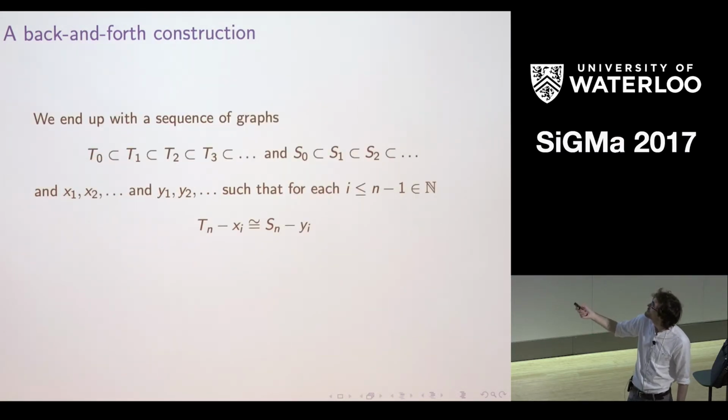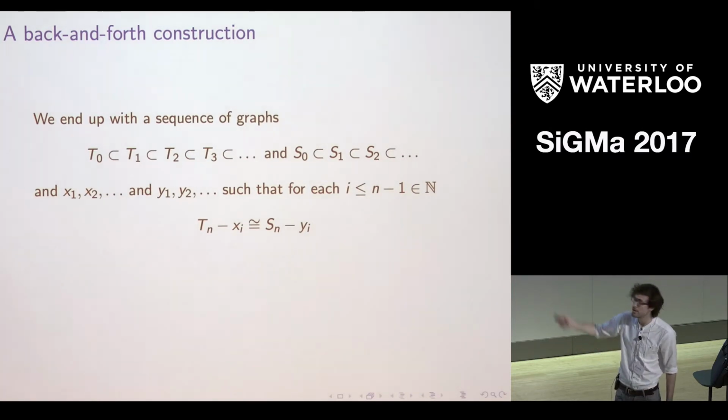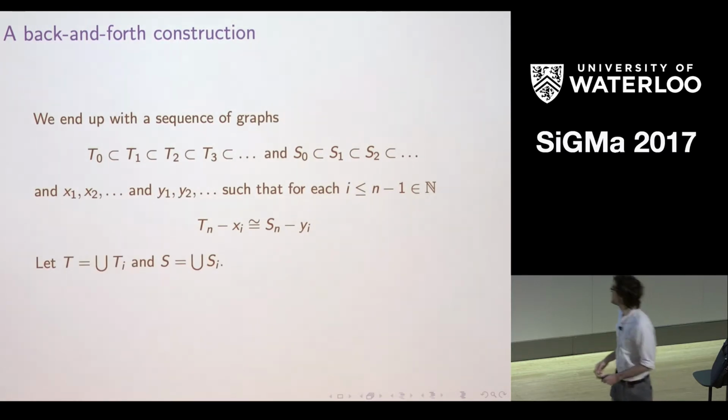So eventually we'd end up with some sequence of graphs, T0 contained in T1, contained in T2, and S0 contained in S1, contained in S2, and some sequence of vertices, xi and yi, that we'd paired off in each of these stages. And so we'd end up with such graphs, such that if we considered, say, the 10th thing in this sequence, T10 and S10, then x1 to x9 would be paired with y1 to y9 in T10. We can think of this as building larger and larger sets which we pair together inside these eventual graphs we're going to build. And so perhaps a good thing to take as our eventual trees is some sort of limit of these sequences here.